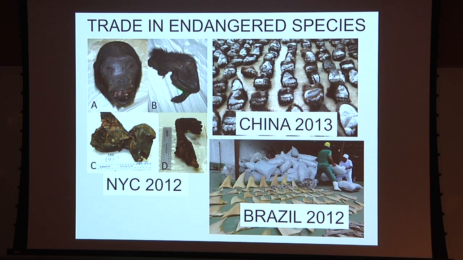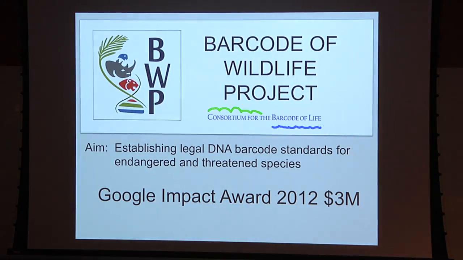Sometimes you can identify them. They're intact enough that you could tell what this is from. Shark fins, generally, you can't tell one species from another. Some are protected, some are not. So there's been a big effort, and there's actually a dedicated project, the Barcode of Wildlife Project. And the idea is to make sure that in the library, we have barcodes for all of those endangered species and all of the things that they're closely related to.